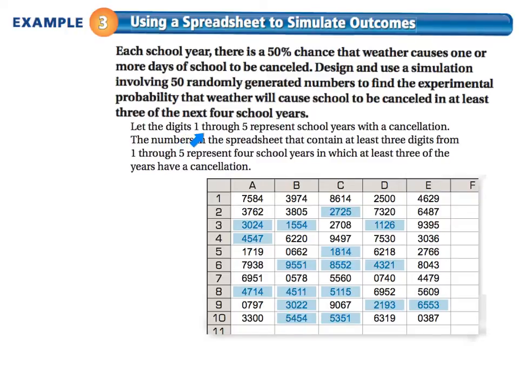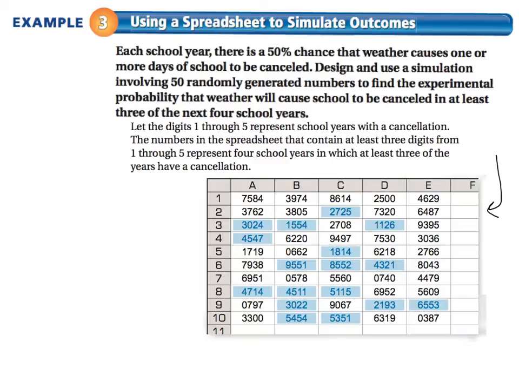We're going to let digits 1 through 5, since that's 50%, 1, 2, 3, 4, 5, that's 5 numbers out of 10, represent school years with a cancellation. The numbers in the spreadsheet that contain at least 3 digits from 1 through 5 represent 4 school years in which at least 3 of the years had cancellations. So all we do is this. We want to know at least 3 out of 4.